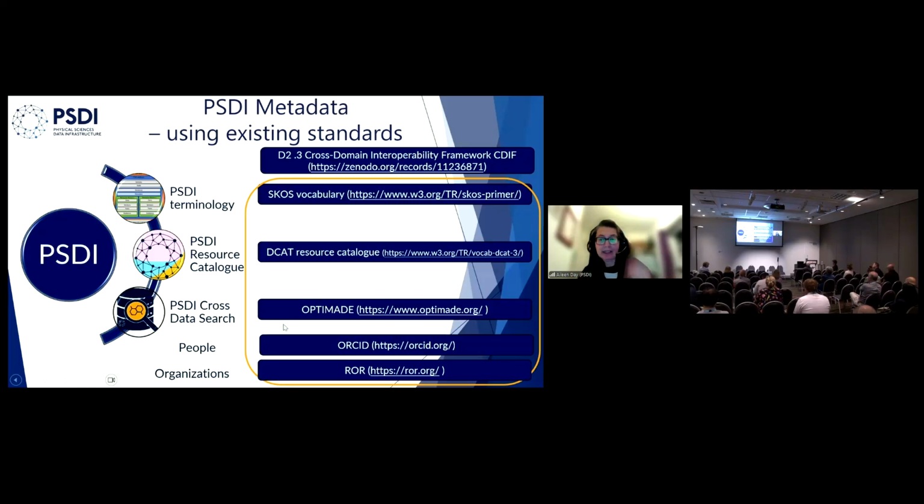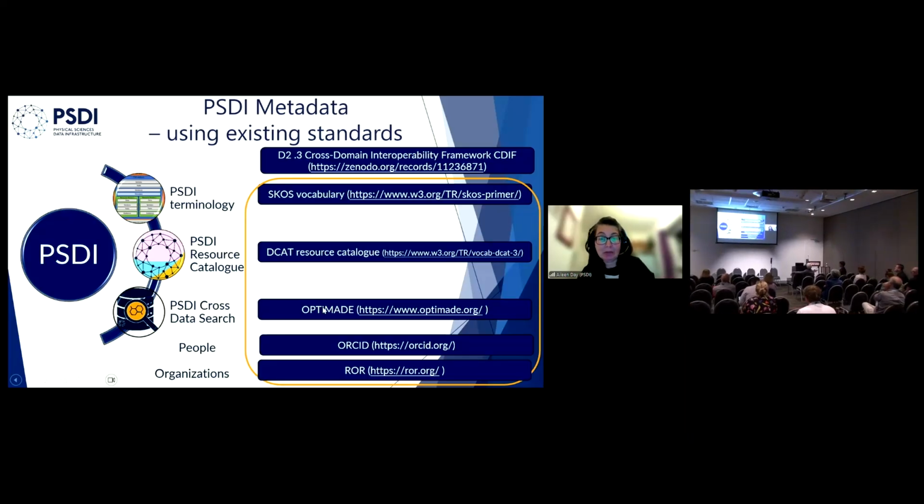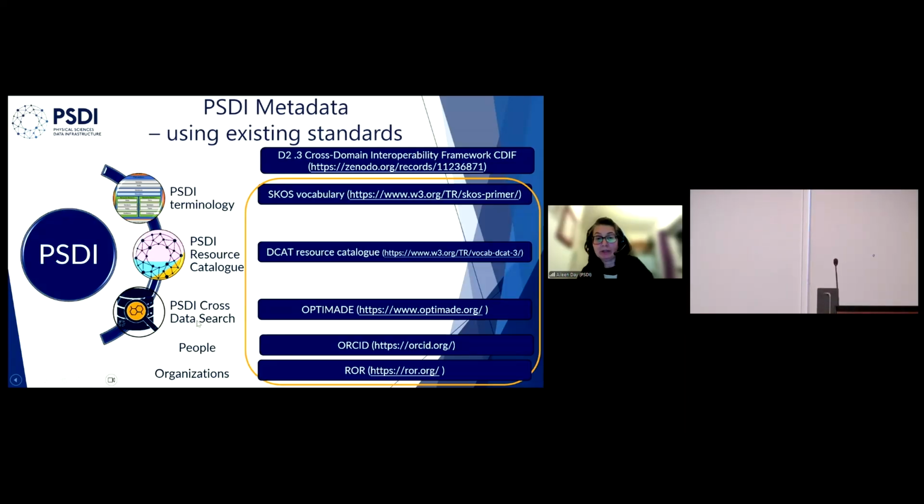For the data description, we've gone slightly off track from CDIF, and we're using OPTIMADE as the basis for our PSDI cross-data search, which I'll tell you a bit more about. So this is slightly off piece, but we might revisit this over time. There might be different ways that you can access the data in PSDI. And it's fairly standard that if there are people, we use ORCIDs. If there are organisations, we use ROR. So where possible, we try and use standard ways of doing things.